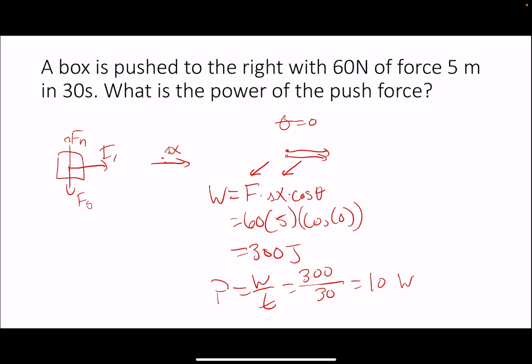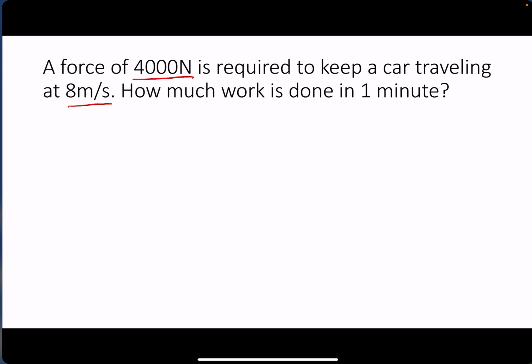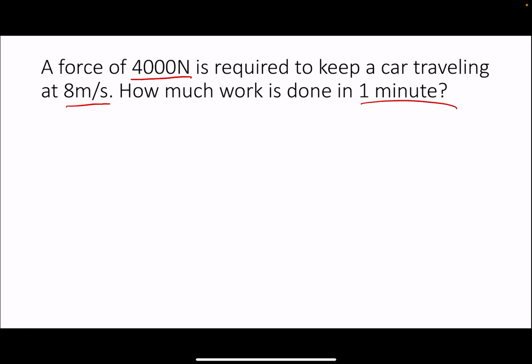Let's try a different one. Let's say a force of 4,000 newtons is required to keep a car traveling at 8 meters per second. How much work is done in 1 minute? Well, in this case, we're given the force and this velocity, and we're talking about work done in time. We have all these equations. We should start associating them and thinking about, okay, I have a force, I have a velocity, I have time, and I'm looking for work. Then I know there's an equation that relates them.